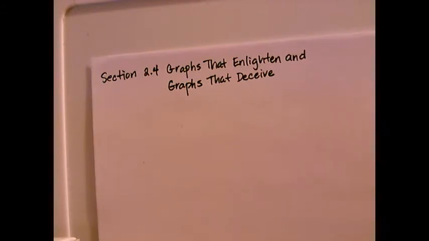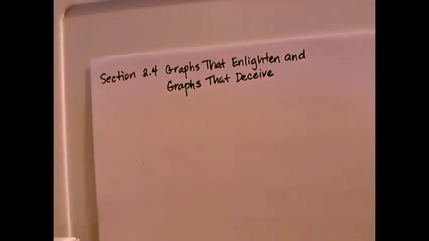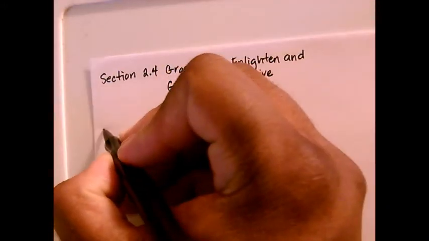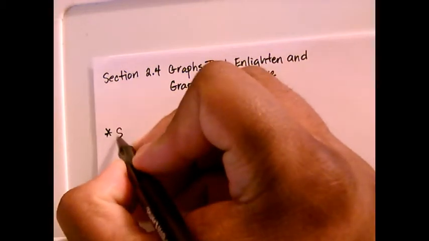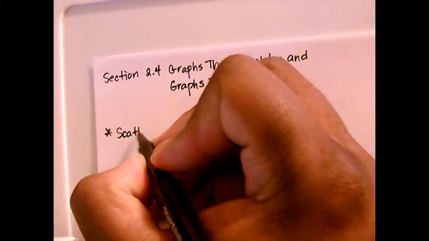Right, in this video, we're going to be looking at graphs that enlighten and graphs that deceive. We'll be looking at various types of graphs, and then we're going to be looking at some graphs that can be deceptive. Okay. Starting off with some of the graphs that might enlighten things. One of them we'll look at is a scatter plot.